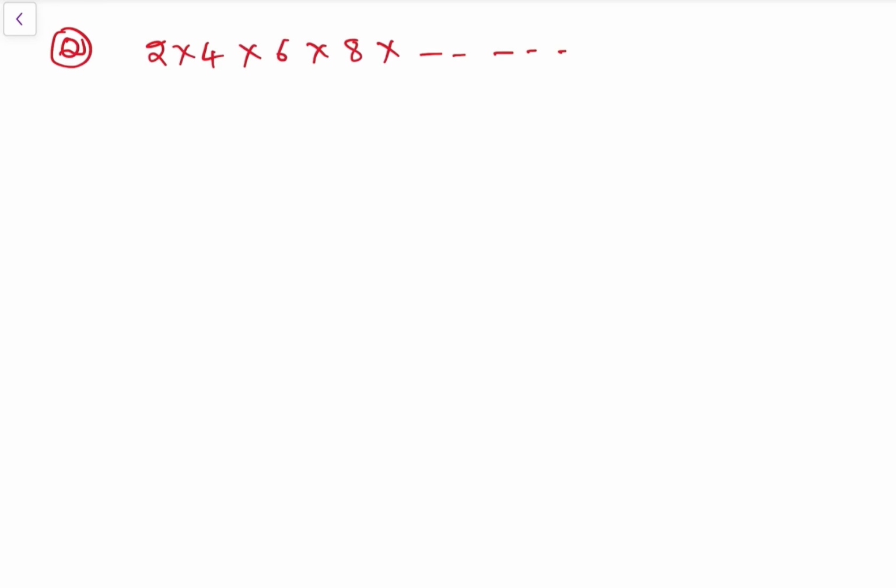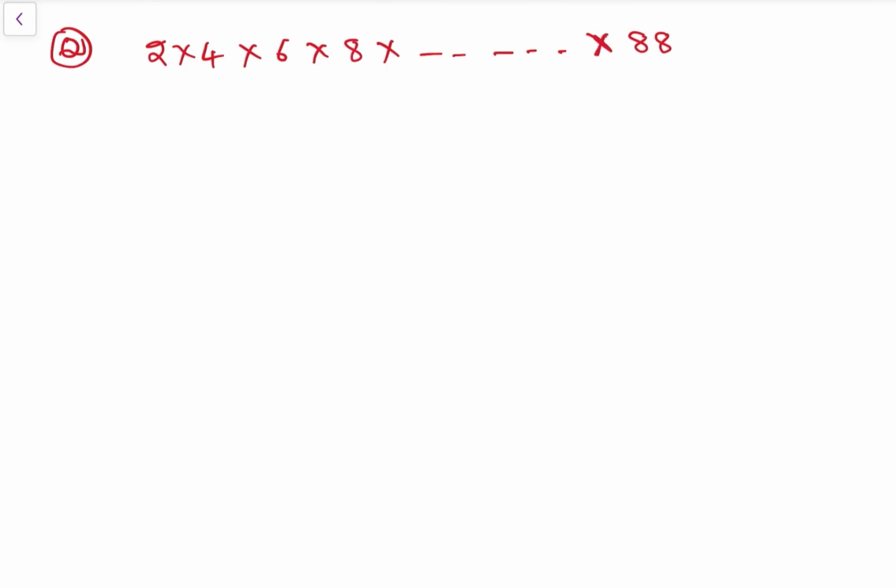So like this we need to solve. So let's see one more question, that is, the question is in the form of 2 into 4 into 6 into 8 into so on into 88. So, number of zeros towards the end of the product.